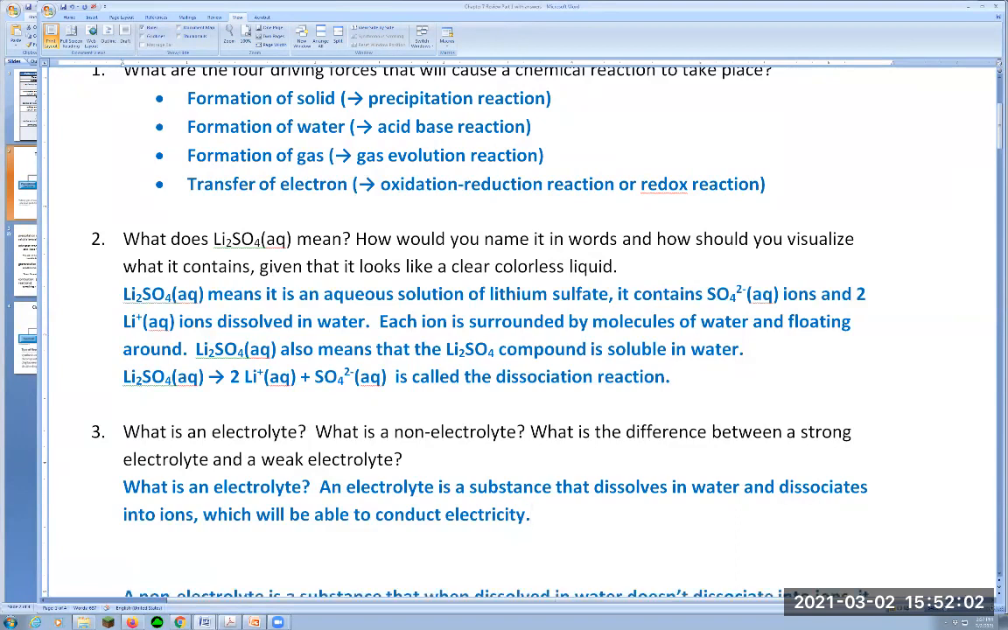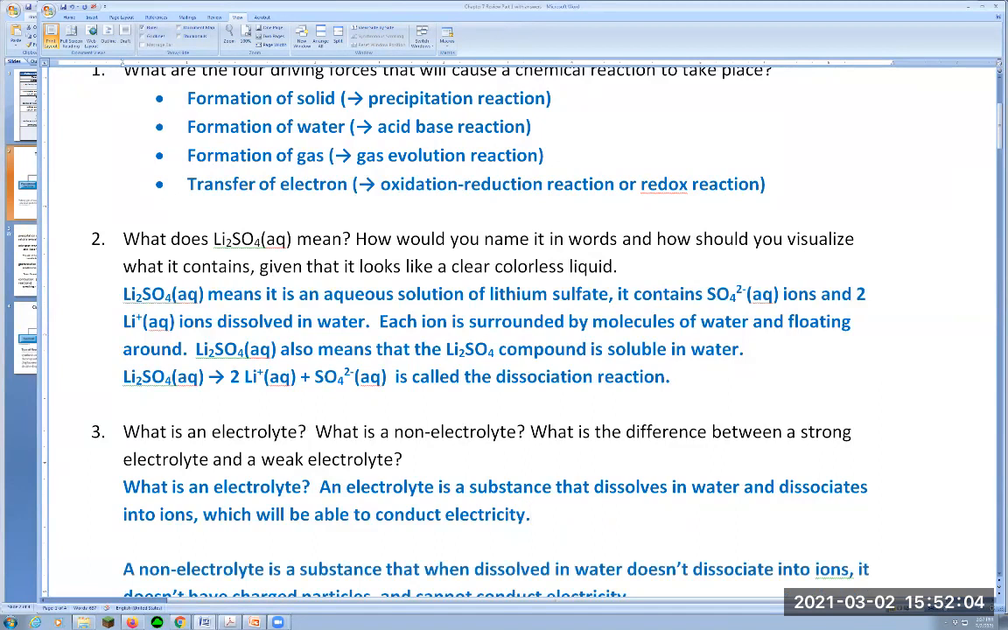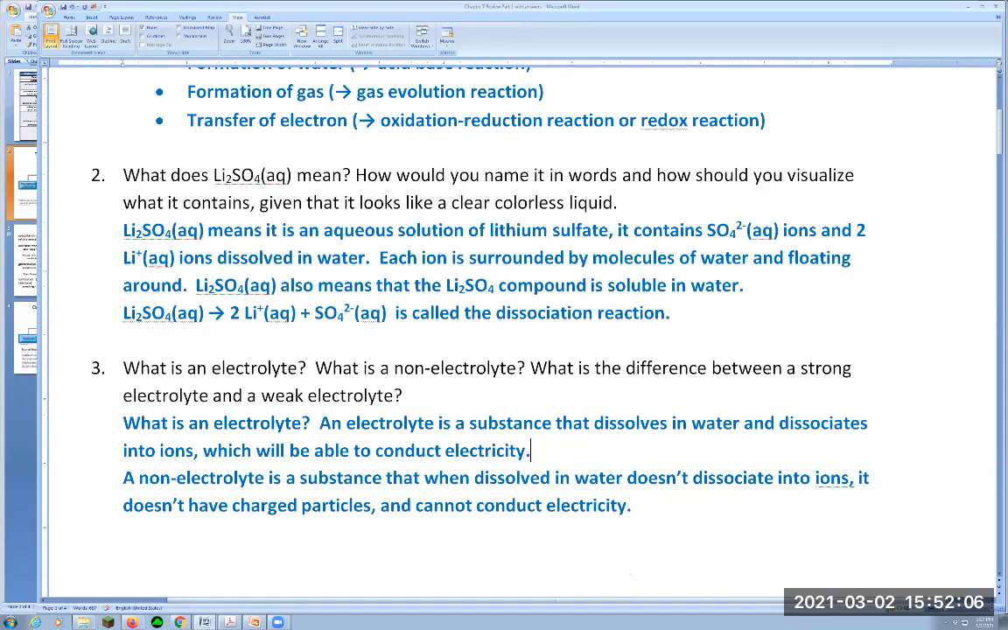So then what is a non-electrolyte? Well, it's exactly the opposite. A non-electrolyte is a substance that, when dissolved in water, doesn't dissociate into ions. It dissolves, but you don't get ions. And so you don't have charged particles, right? And if you don't have charged particles, nothing will be attracted by the electrodes, and you cannot conduct electricity.